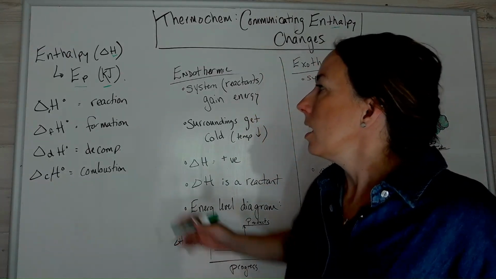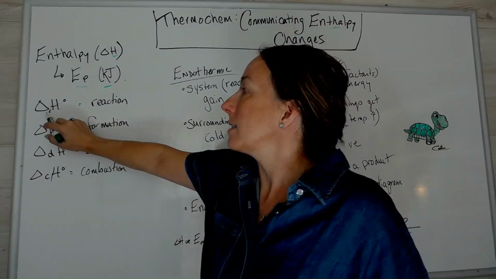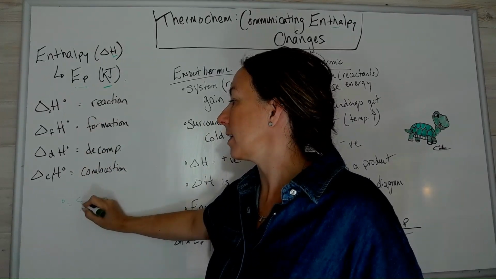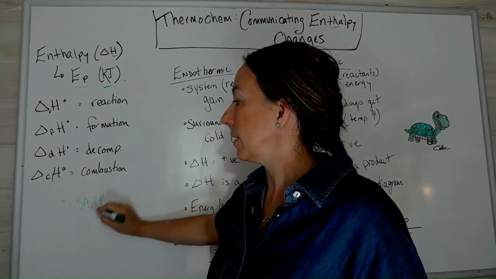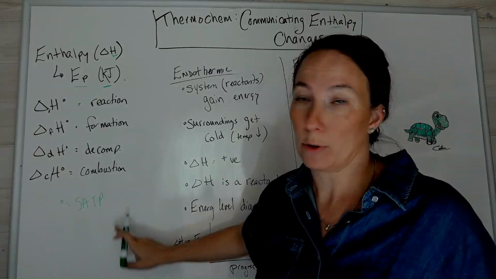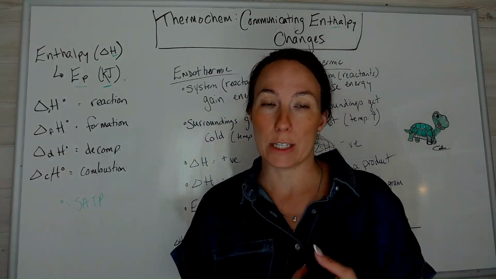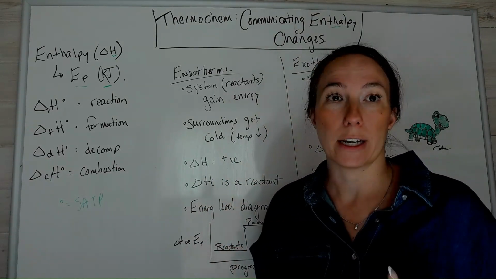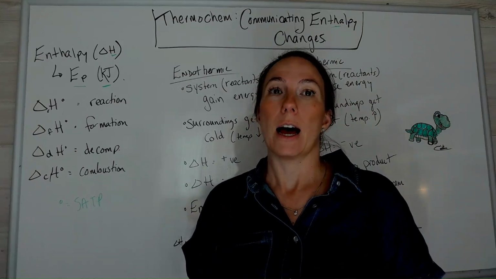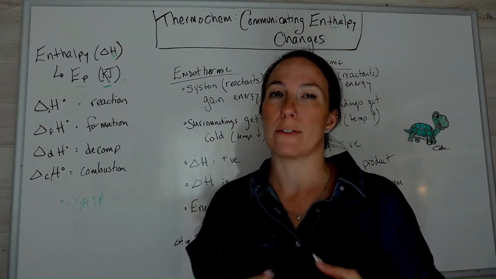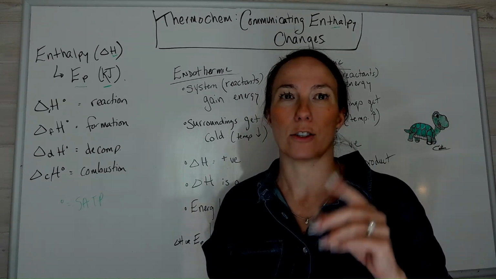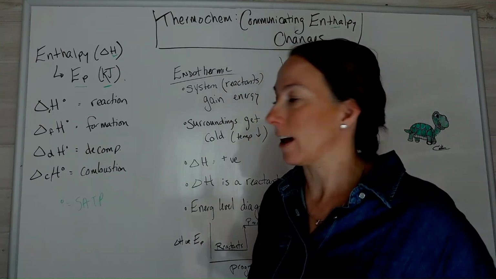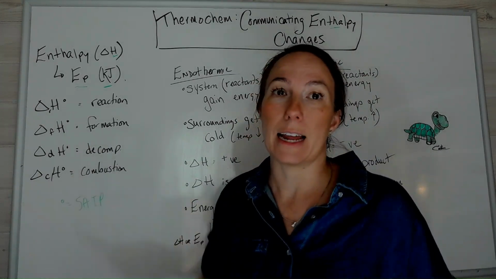for reactions. If it has a little naught there, that's saying SATP, meaning standard ambient temperature and pressure. So this means it's 25 degrees Celsius, 1 mole per liter solution, and 100 kilopascals of pressure. Those are in your data booklet, so you don't actually have to memorize them. But understand that this means that it's at SATP.